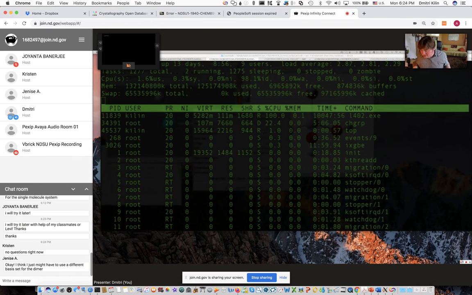Janice, LANL2DZ is a good choice for transition metals. And by the way, if you try different basis sets, the result will depend on them. So to be consistent, one needs to make a series of calculations with the same basis set.